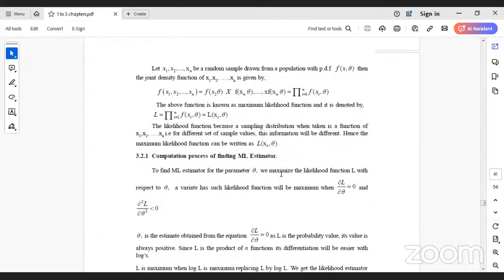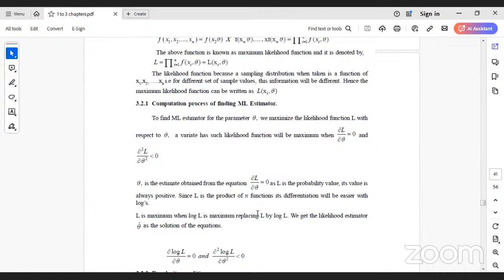To find the ML estimator for the parameter theta, maximize the likelihood function with respect to theta, that is, the partial derivative of L with respect to theta equals 0 and the second partial derivative of L with respect to theta squared is less than 0. We are taking the first and second partial derivatives. Theta is the estimate obtained from the equation dL by d theta equal to 0, and L is a probability value, which is always positive.